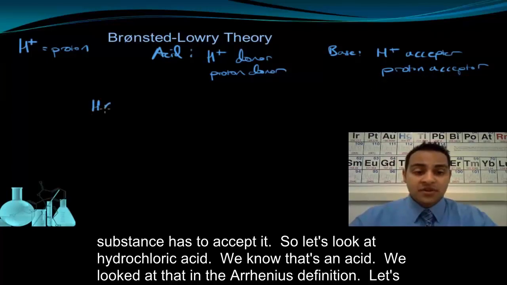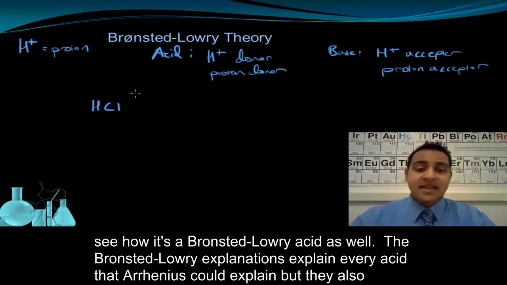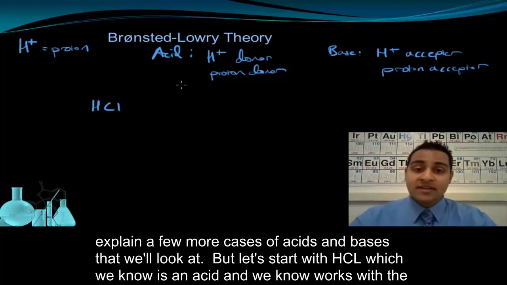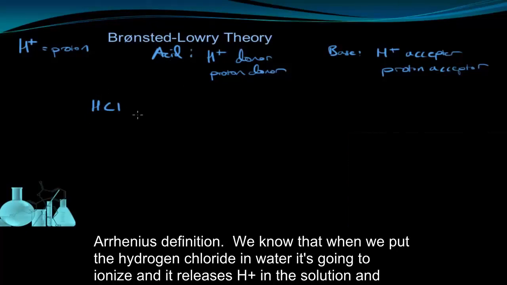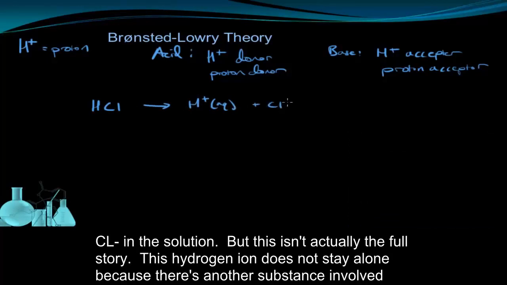So let's look at hydrochloric acid. We know that's an acid. We looked at that in the Arrhenius definition. Let's see how it's a Bronsted-Lowry acid as well. The Bronsted-Lowry explanations explain every acid that Arrhenius could explain, but they also explain a few more cases of acids and bases that we'll look at. But let's start with HCl, which we know works with the Arrhenius definition. When we put the hydrogen chloride in water, it's going to ionize, and it releases H plus into solution and Cl minus into solution.